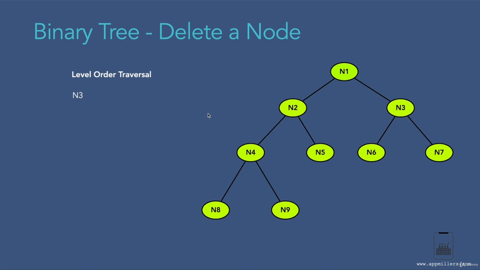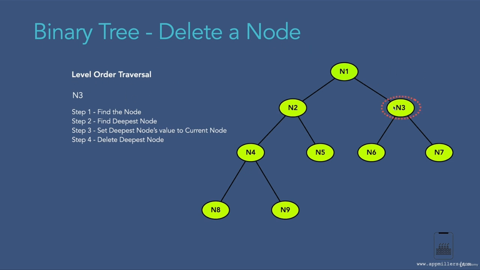Now to delete n3, we have 4 steps. The first step is we need to find n3. So we are going to use level order traversal to find n3. Let's say we have found it over here. The next step is we need to find the deepest node. So what is the deepest node? The deepest node is the one which will be visited last in level order traversal. In level order traversal, we start from the first level, then the second level, then the third level, then the last level. In the last level, the rightmost child will be the last node that we visit. So in this case, the deepest node is n9.